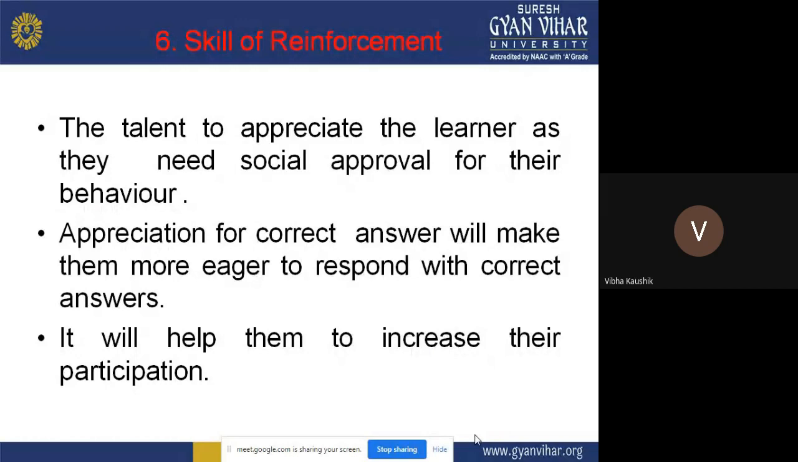Now, skill of reinforcement: both verbal and non-verbal cues can be used. For non-verbal cues, the teacher can go near the student. For verbal cues, the teacher can say good, very good, excellent, carry on, go ahead, well done, right, fine, etc. Smiling and acting friendly are examples of non-verbal reinforcement.